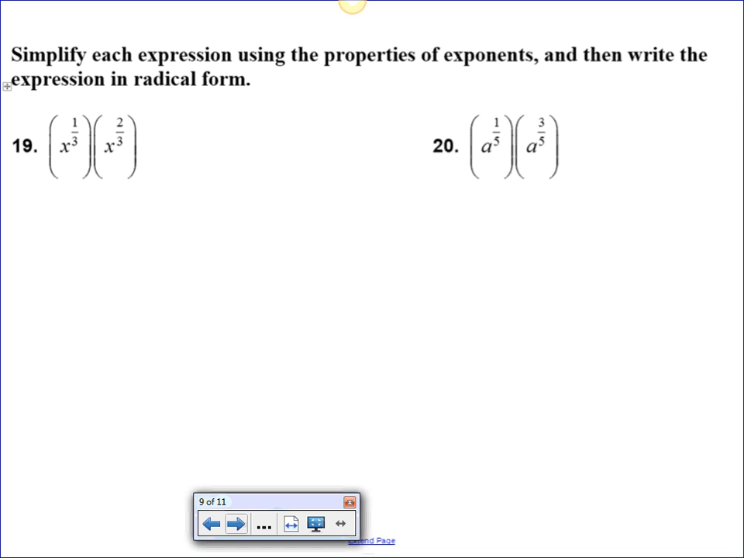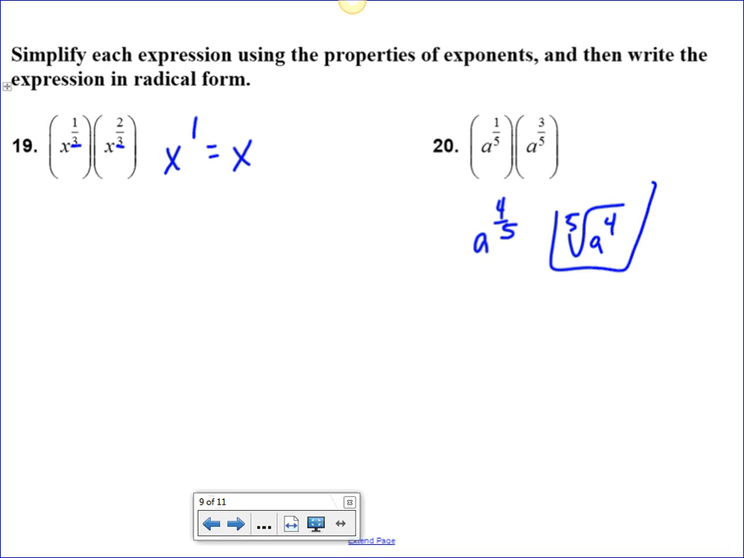Now, another thing you might have to do today is simplify each expression using properties of exponents, and then rewrite in radical form. So for this one, what are the properties of exponents? Well, we have the same base of x, so we need to add those exponents. So I simply get a 1, so I get x to the first. There's nothing to really simplify there. Okay, the next one, adding those exponents, I get a to the 4/5 power, which really means the 5th root of a to the 4th. So this would be your answer in radical form.